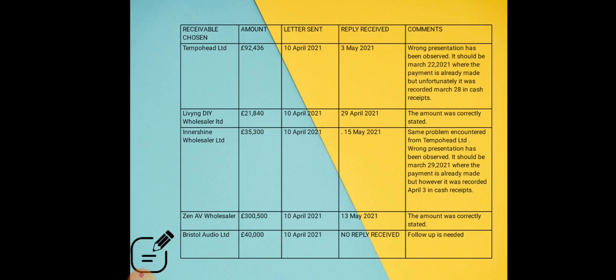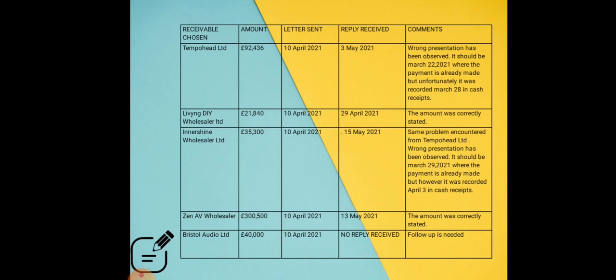So, for Tempo Head Limited, my comment is wrong presentation has been observed. It should be March 22, 2021, where the payment is already made, but unfortunately it was recorded March 28 in the cash receipts. For Living Wholesaler Limited, the amount was correctly stated. Inner Shine Wholesaler Limited, same problem encountered as Tempo Head Limited. Wrong presentation has been observed. It should be March 21, 2021, where the payment is already made, but however, it was recorded April 3 in the cash receipts. Zen AV Wholesaler, the amount was correctly stated.